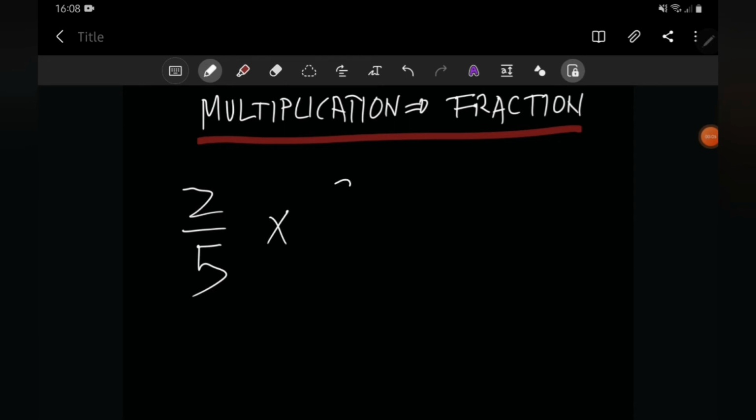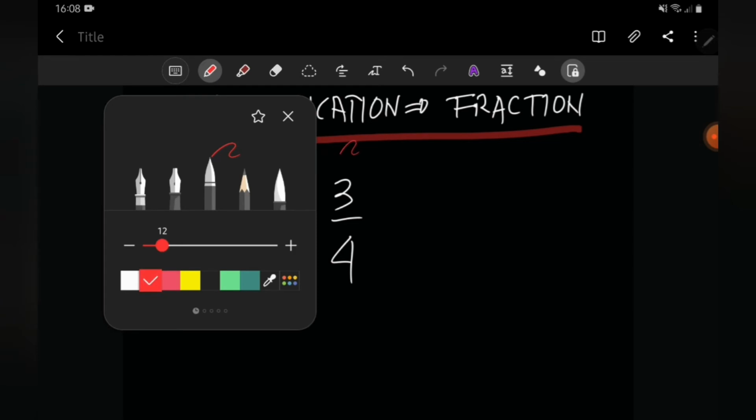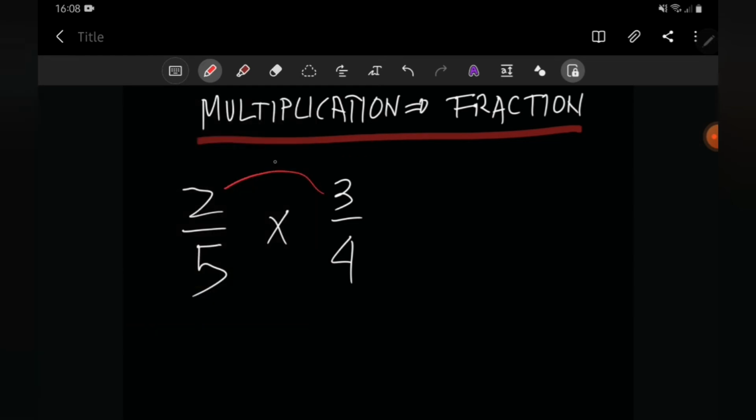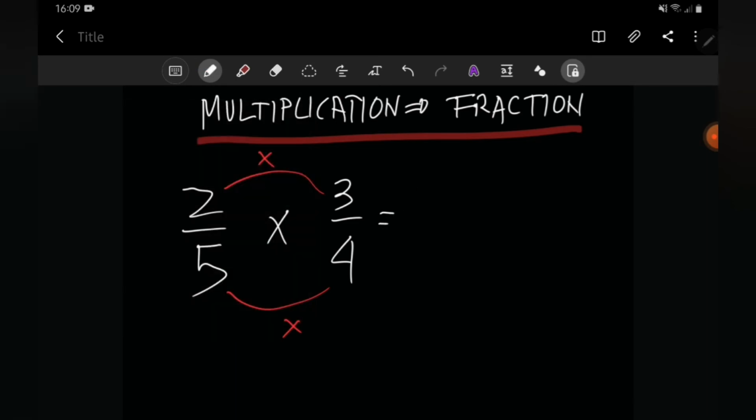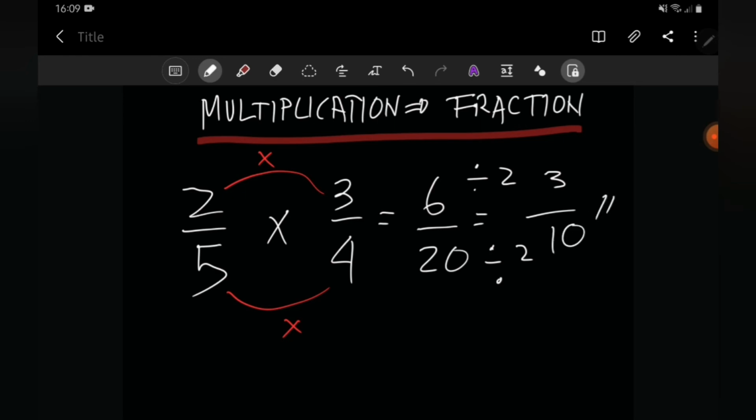Let's move on to the multiplication between a fraction and a fraction. We have 2/5 times 3/4. For doing this, we can multiply the numerator with numerator and the denominator with denominator. So 2 times 3 equals 6 and 5 times 4 equals 20. You can simplify this by dividing them with 2. 6 divided by 2 equals 3. 20 divided by 2 is 10. So the answer is 3/10. Easy.